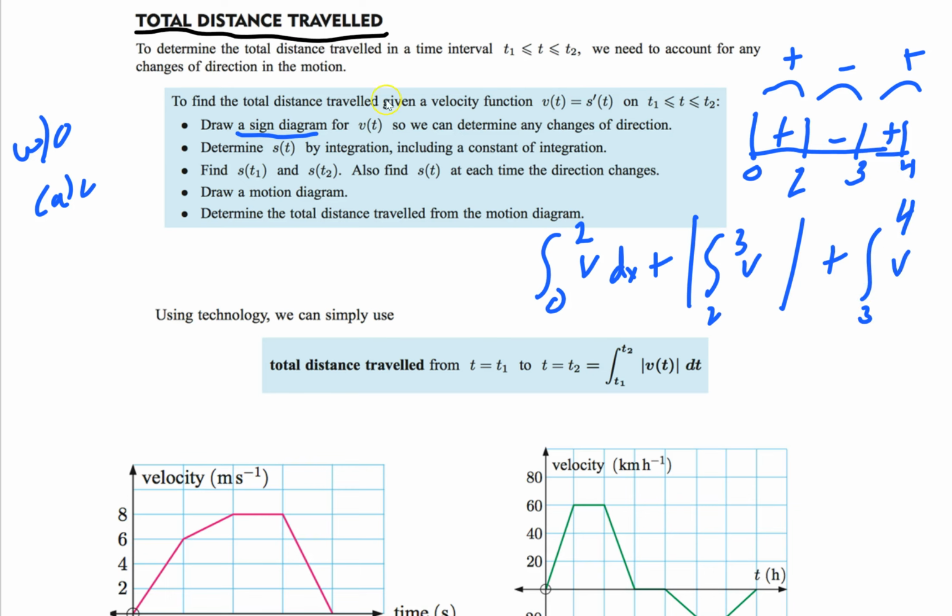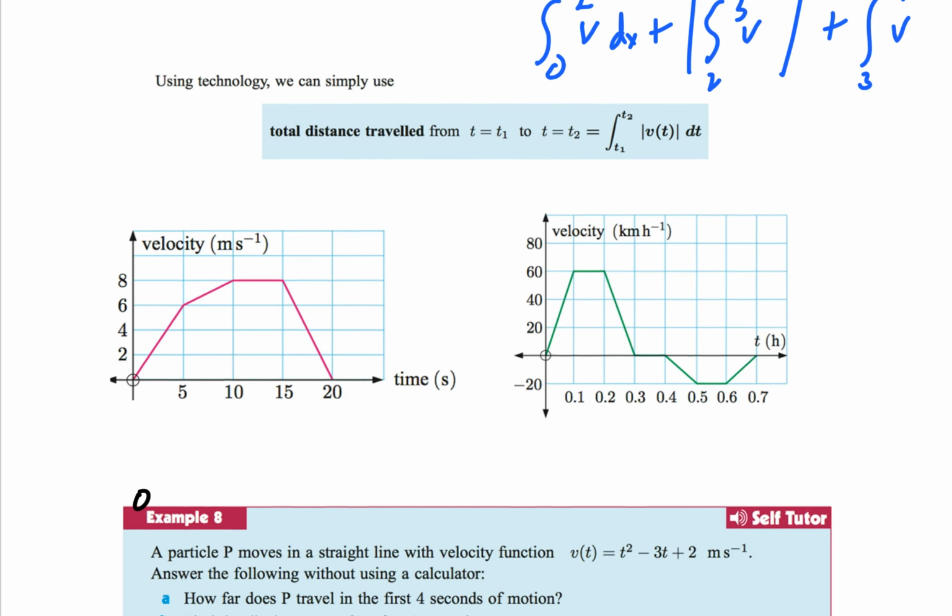So that's how we're gonna find total distance traveled if we have to do it without a calculator. You gotta do a sign diagram and then add up each little partition. If you have a calculator though, lucky for you, it's easy. All you gotta do is use absolute value. Now right now, IB generally lets you do this with a calculator. So if you're trying to find total distance traveled, all you have to do is integrate.